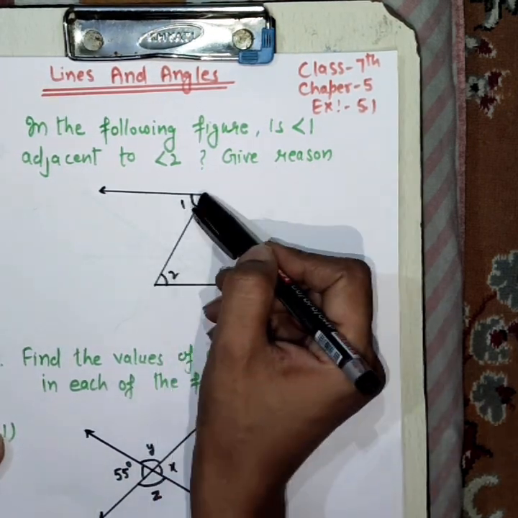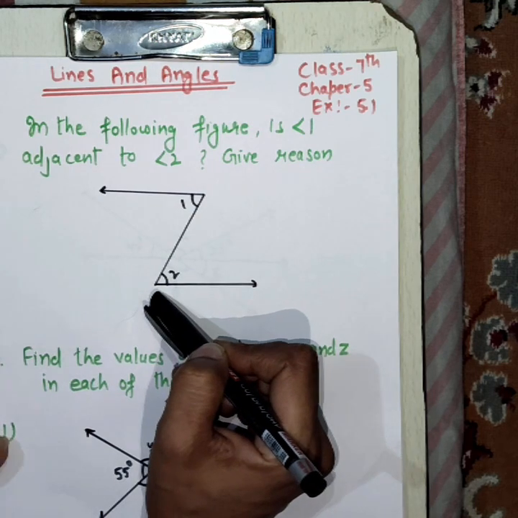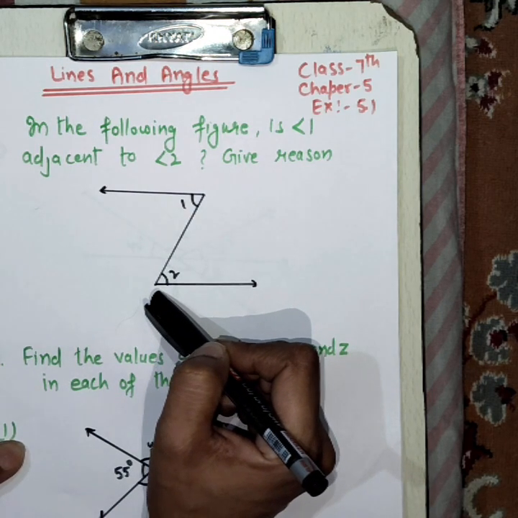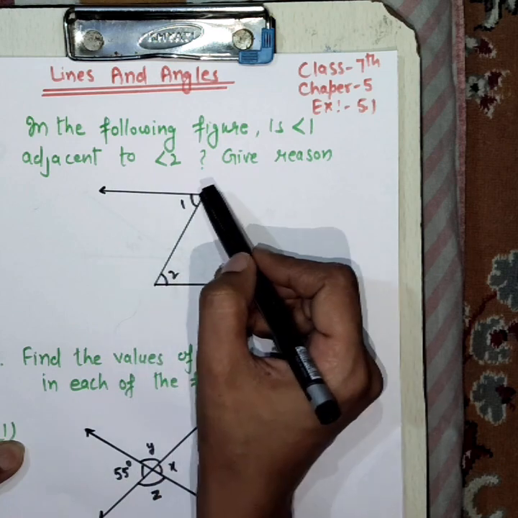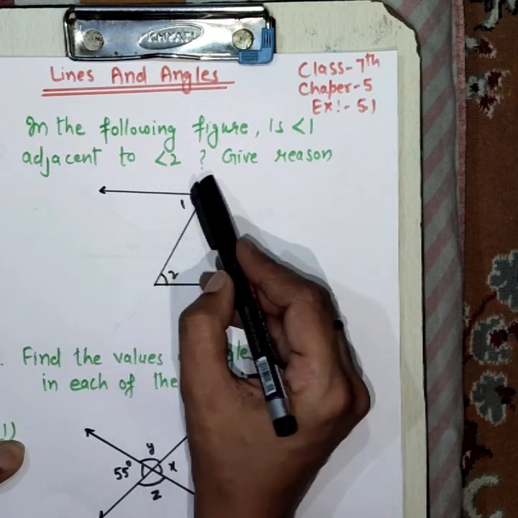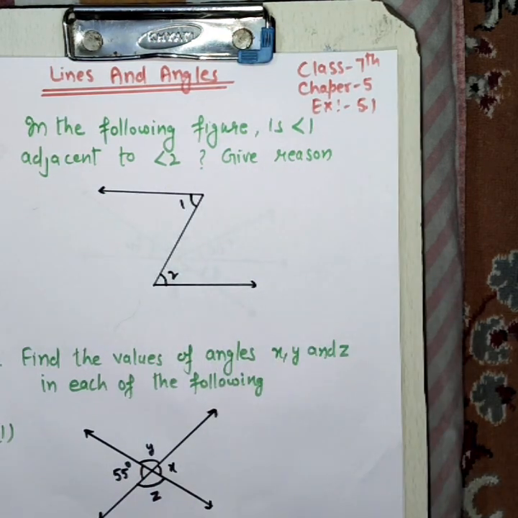Angle 1 and angle 2. They have a common arm. Now check. Do they also have a common vertex? No, they have no common vertex, so they are not adjacent angles.